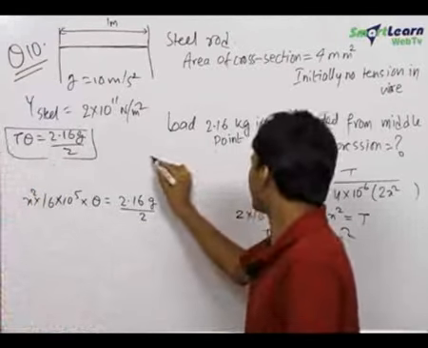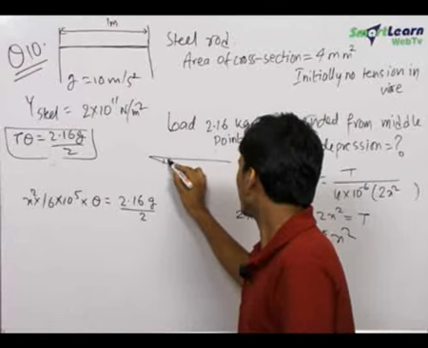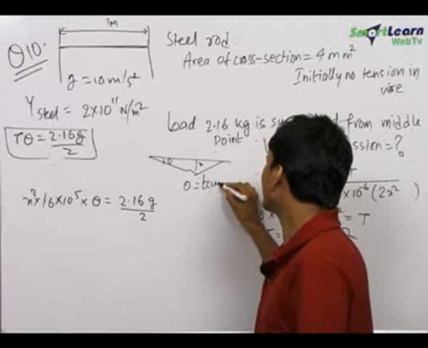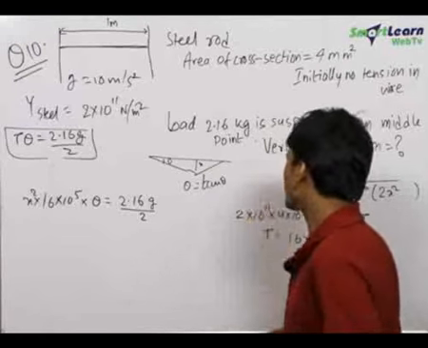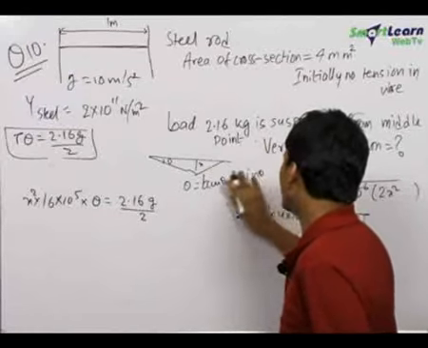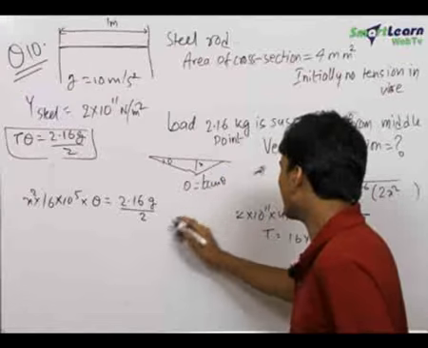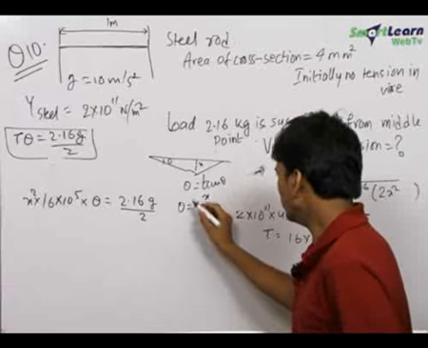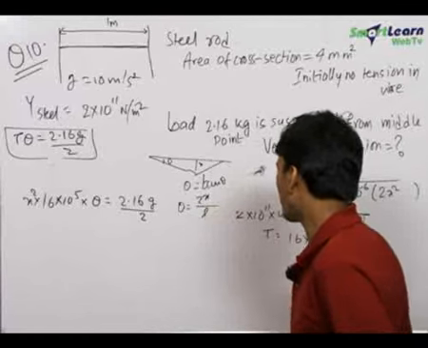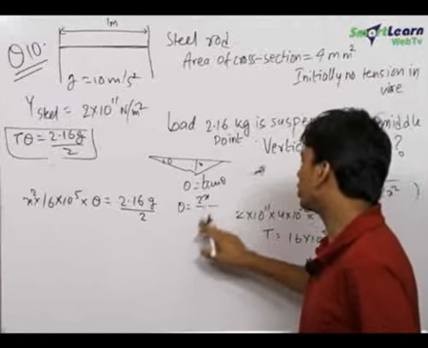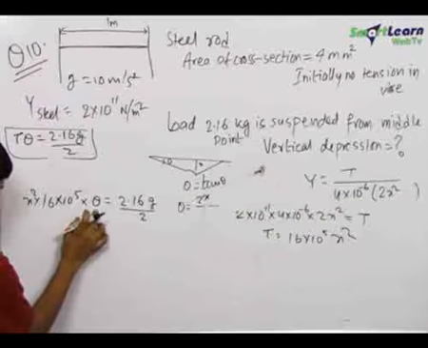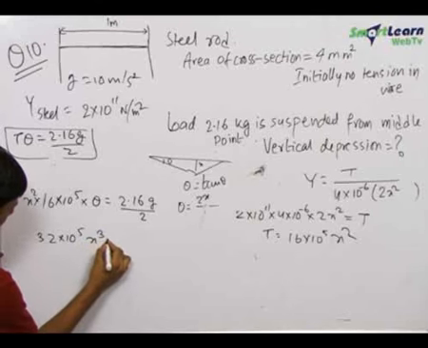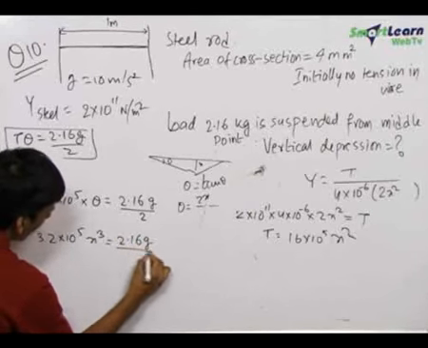Now theta in a diagram can be written as equal to tan theta. Since theta is very small, this can also be written as sin theta, but we will use tan theta over here because we need x. Therefore theta is equal to x upon L by 2, that is 2x upon L. L is equal to 1 meter, therefore theta can be written as 2x. We substitute theta by 2x over here to get 32 into 10 raised to the power 5 into x cube is equal to 2.16 g upon 2.